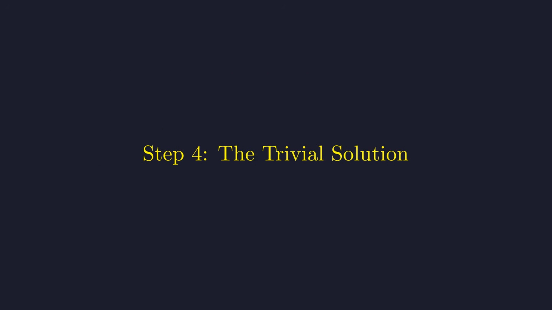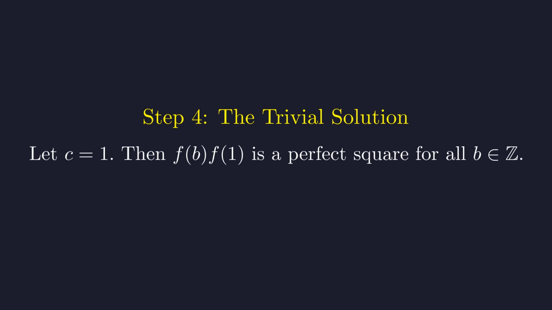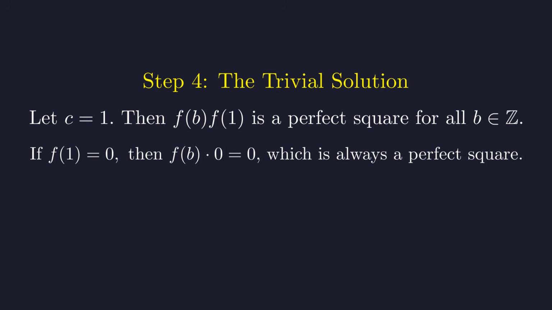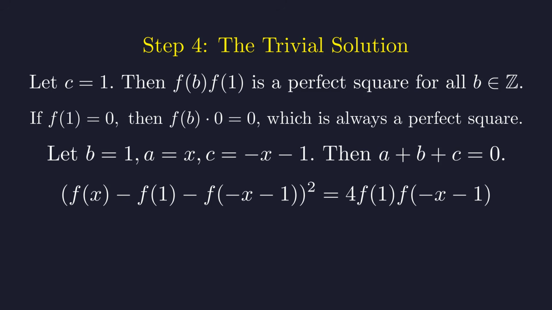Let's explore a simple case that arises from this condition. Let's fix one of the integers, c, to be 1. The condition implies that f of b times f of 1 must always be a perfect square. What if f of 1 happens to be 0? If f of 1 is 0, the condition holds trivially, since 0 is a perfect square. We can choose b equals 1 and any integer x for a. Then c must be negative x minus 1. This gives us the square of f of x minus f of 1 minus f of negative x minus 1 equals 4 times f of 1 times f of negative x minus 1.